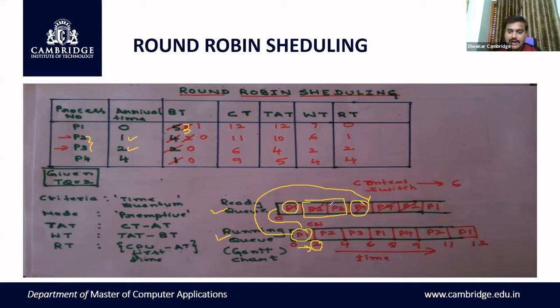Now what happens here? P2, P3 is there and P1 is there. In which sequence do they appear? P2, then P3, then P1. Now P2 is going to execute here. How long will it execute? For 2 units.